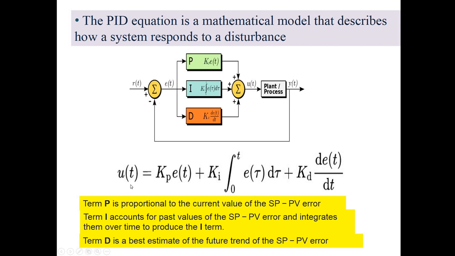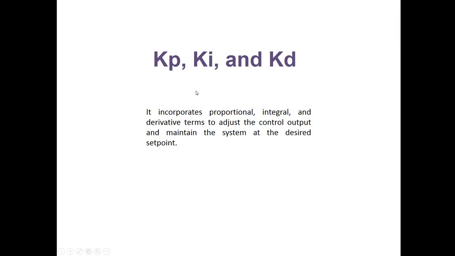So I can always say that mathematically u(t) is equal to Kp, a proportional constant, multiplied by error, plus the integral constant Ki and the integration of all the errors, the addition of all the errors, plus Kd, the differential constant, and the difference of errors. And now these are called Kp, Ki and Kd. It incorporates proportional, integral and derivative terms to adjust the control output and maintain the system at the desired set point.